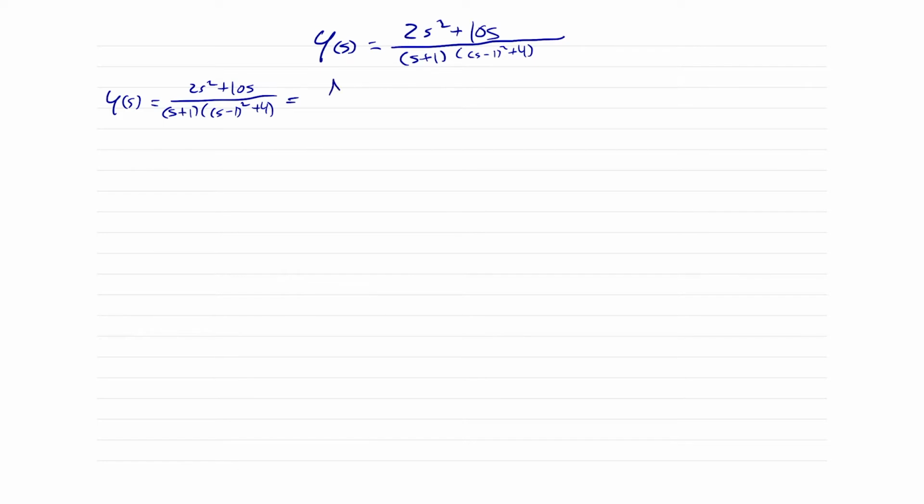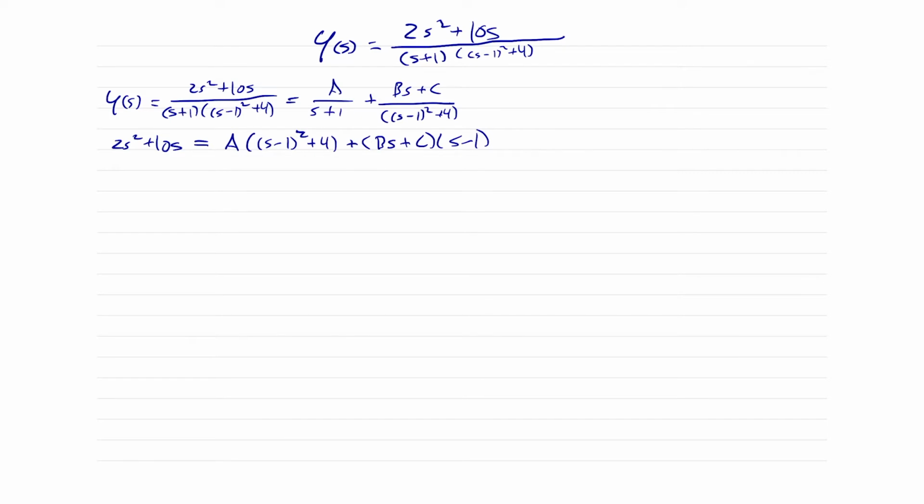This is equal to A over s plus 1, plus Bs plus C, divided by (s minus 1) squared plus 4. All right, now we just need to figure out what A, B, and C are. So I'm going to multiply both sides by the denominator here. And so then we're going to get 2s squared plus 10s, and that is equal to A times ((s minus 1) squared plus 4), and then plus (Bs plus C) times (s minus 1).